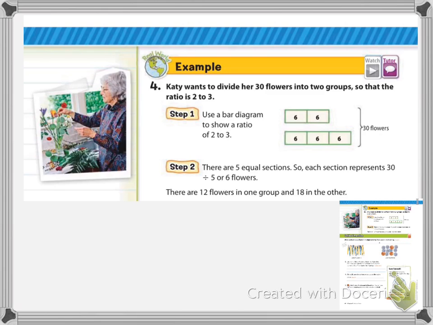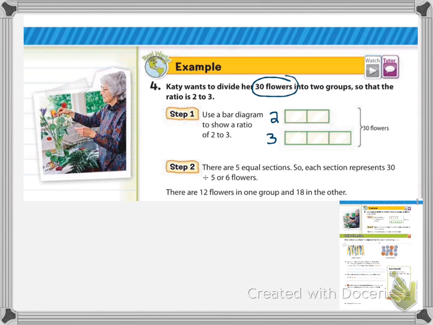So it asks us here, step 1, use a bar diagram to show the ratio of 2 to 3. Right now, don't pay attention to those 6s inside that box. I'm going to cover them up for you real quick, because that's the part you kind of have to figure out. Here, it says to draw it so that you want the ratio of 2 to 3. That's why they have 2 boxes on the top and 3 on the bottom.